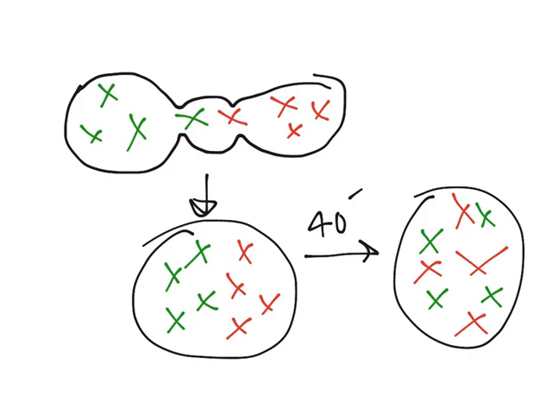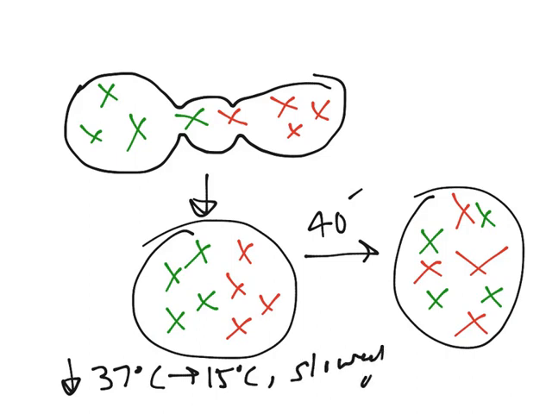And then he found that if he lowered the temperature from 37 degrees Celsius to 15 degrees Celsius, he slowed that diffusion down. So it took longer for that mixing to occur, which was the second experiment to really confirm that you had this lateral diffusion of molecules. Okay, so that was a really cool experiment.